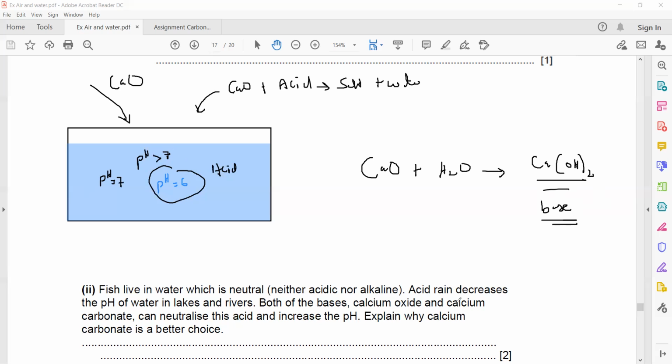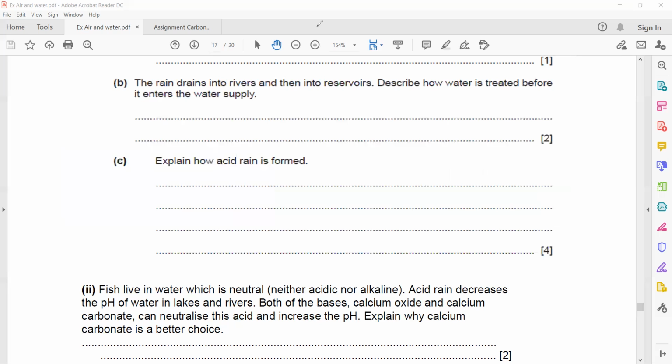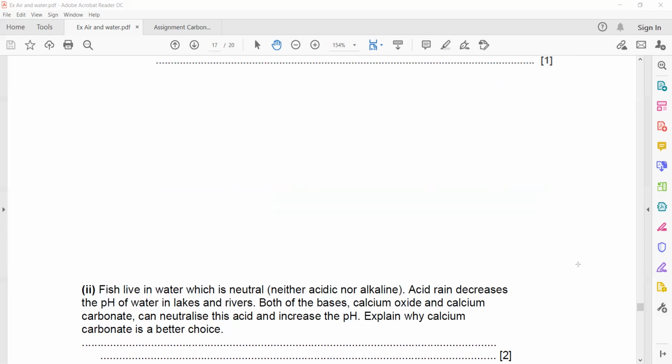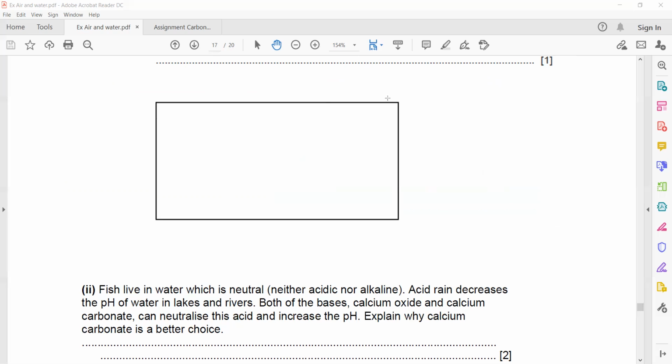But what is the advantage? Why is calcium carbonate useful? Because calcium carbonate is insoluble. So if you want to neutralize, you have a lake which has a pH less than 7 and acid is there. Now to neutralize this, you are adding calcium carbonate.